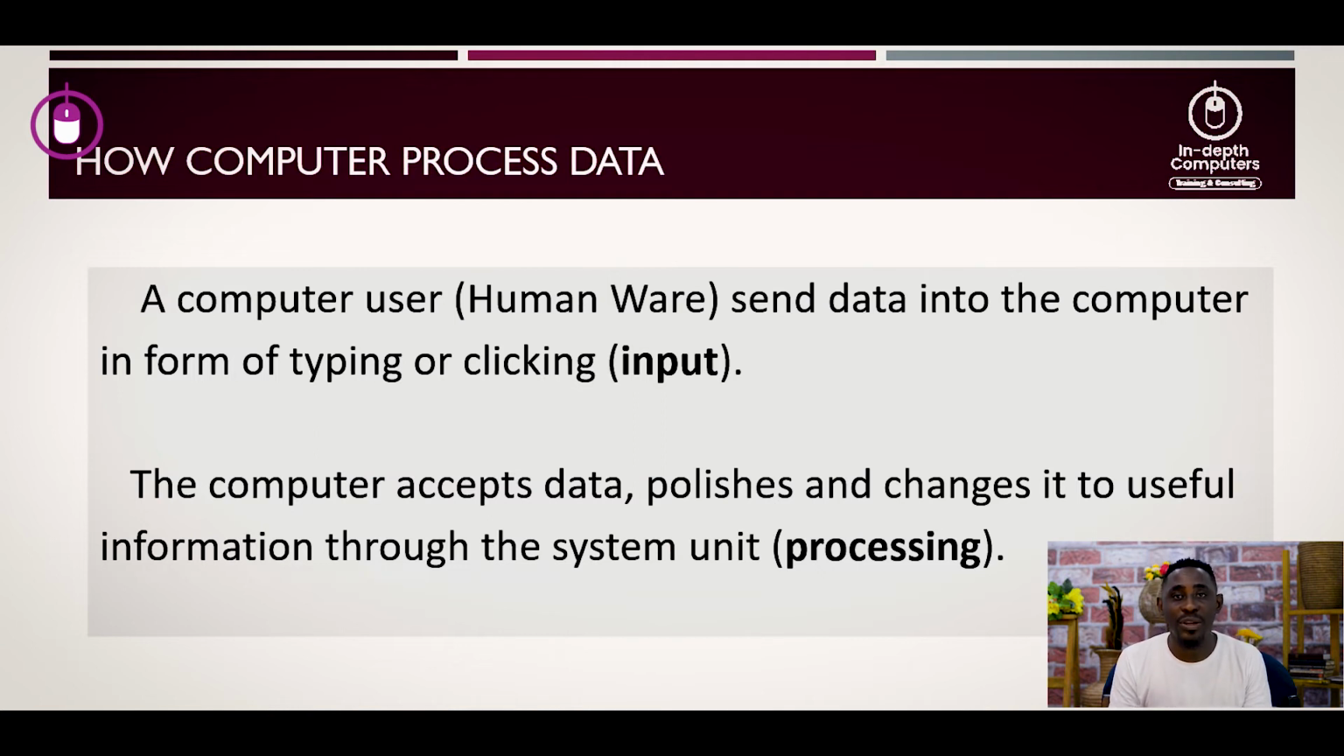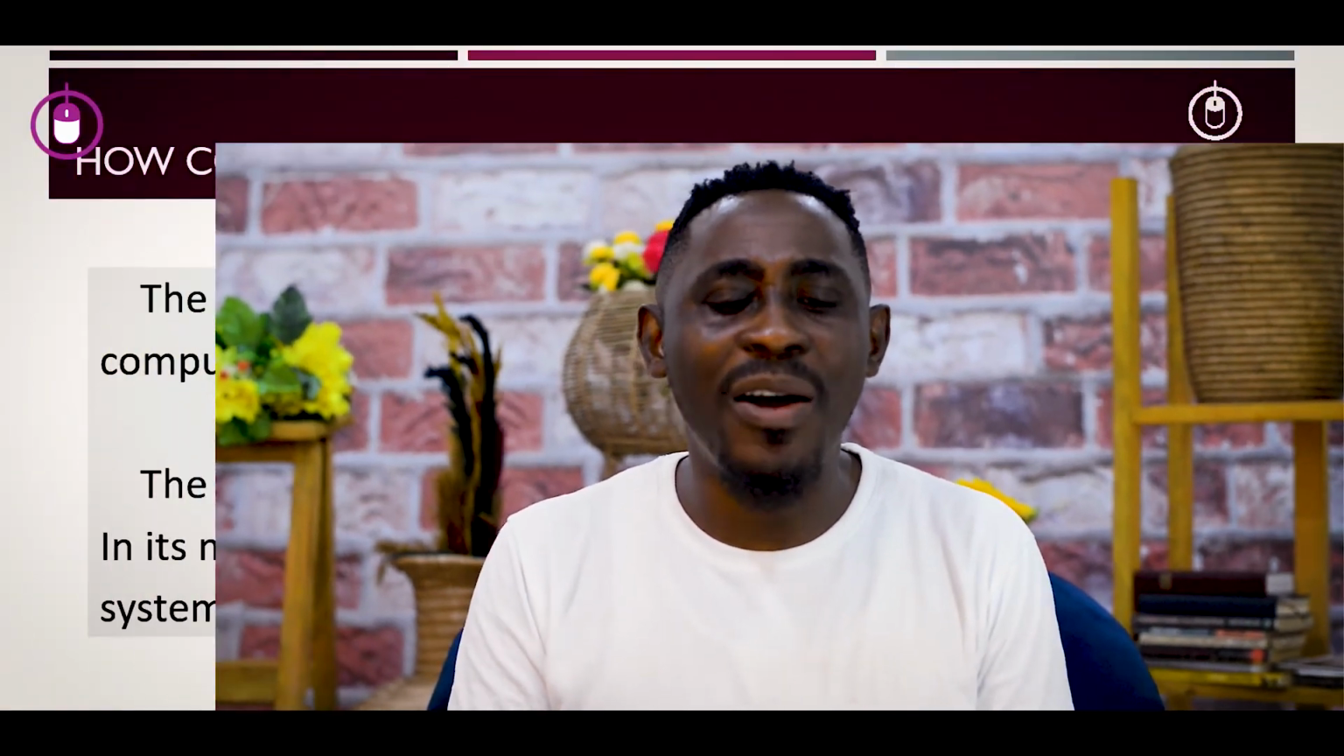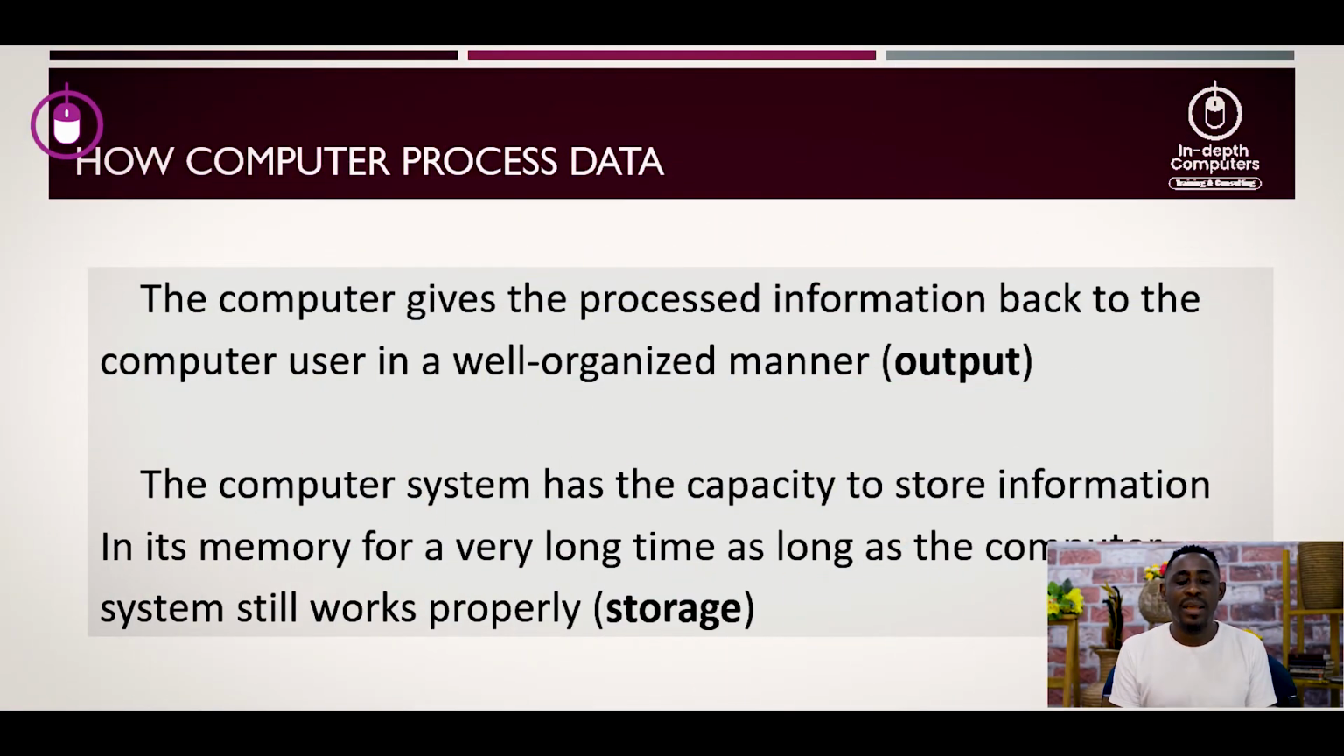Anybody who can use the computer is called the human ware. The computer accepts this data and then polishes it, or changes it into useful information, and produces the useful information. Now, a computer also gives the processed information back to the computer user in a well-organized manner. I've explained that already. The computer system also has the capacity to store information for a very long time.